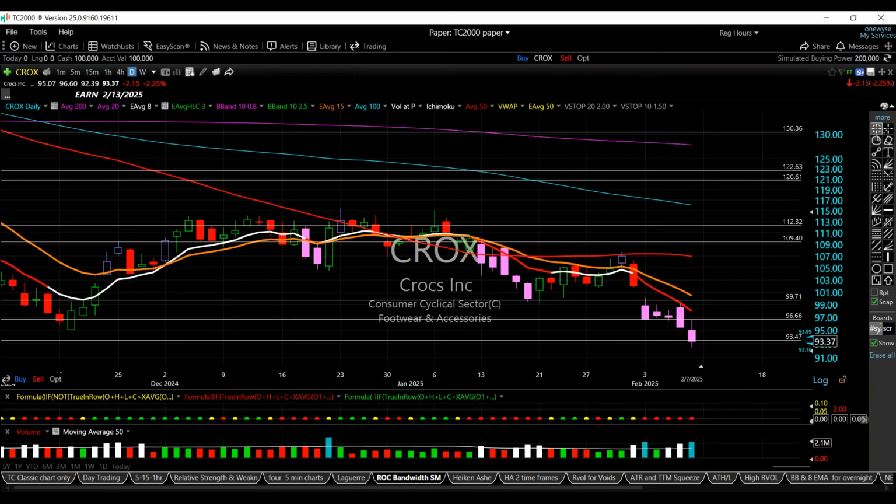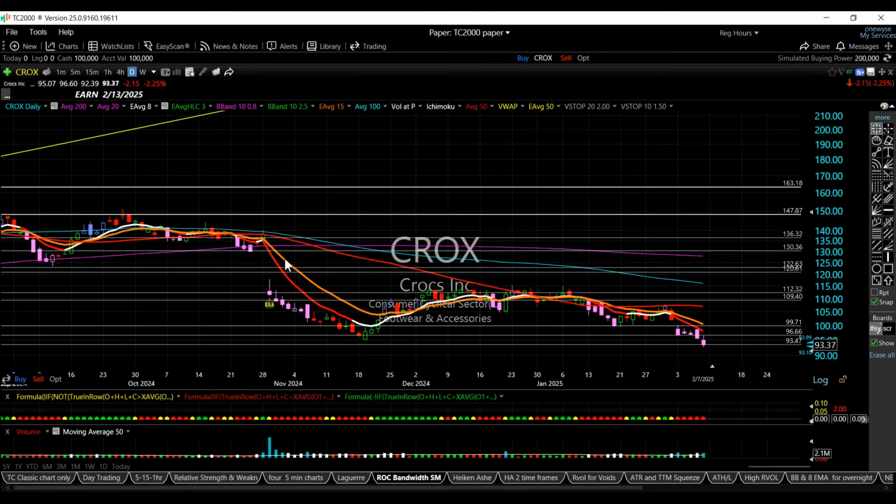To the short side, here's Crocs. Here's Crocs right here with the regular chart. You can see we've had a big pull down of Crocs, then a move up, pulling down.